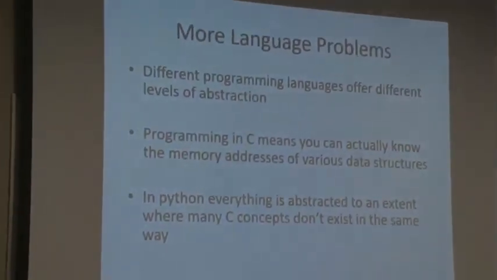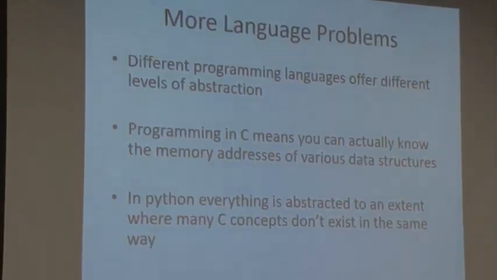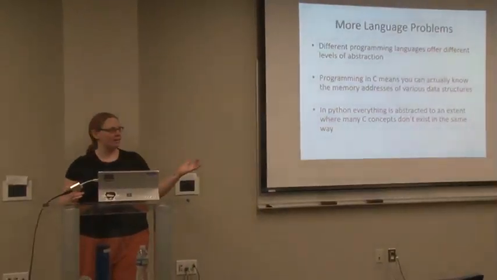Another fundamental problem is, again, this problem of abstraction. Different levels of programming languages offer different levels of abstraction from the hardware. If you're implementing a data structure in C, you're literally working with "this is in this place in memory," right? You're literally working with memory addresses. In Python, you are seeing a completely abstracted view that's like a million floors above that, to the point where many C concepts just don't exist in Python anymore.